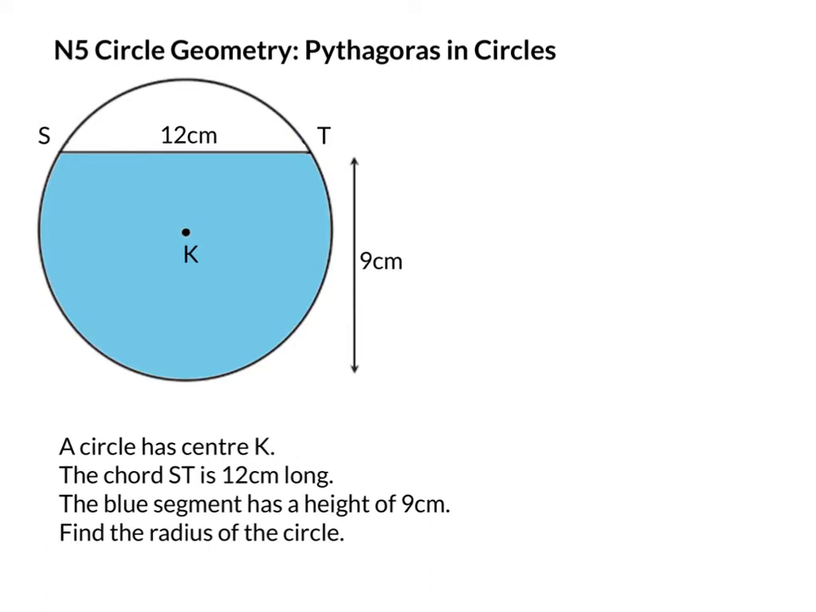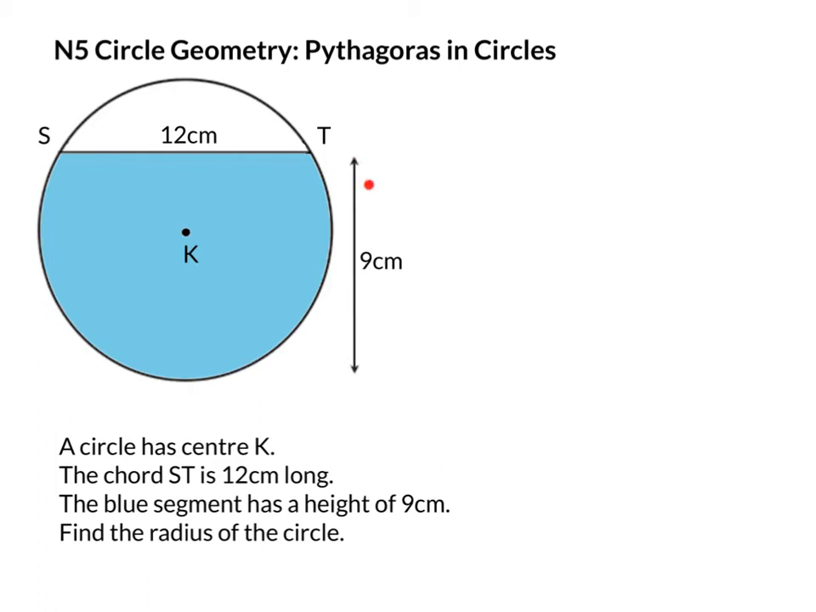At first glance, this third and final question looks as routine as the previous 2, but once we get stuck into it, it'll become clear it isn't. However, our starting procedure is identical. We've got a circle with a centre K, the chord ST is 12 centimetres long, the blue segment has a height of 9 centimetres, and we've been asked to find the radius of the circle.